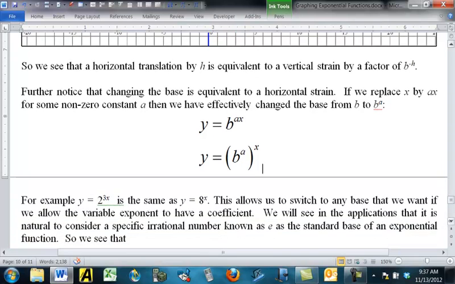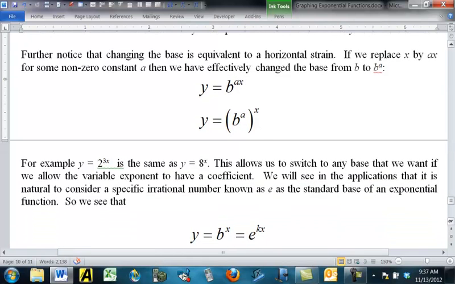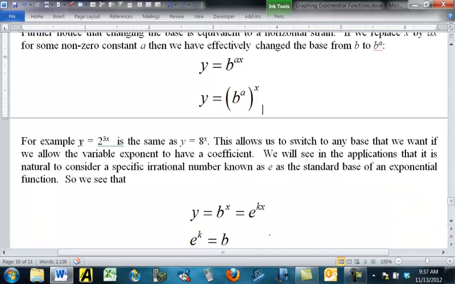Now, what this really allows us to do is to change bases. So, for example, if we have y equals 2 to the power 3x, that's y equals 2 to the third to the x, which is y equals 8 to the x. So we can change that. Or if we started with y equals 8 to the x, we could change to y equals 2 to the 3x. But notice what happens. We pick up a new coefficient in front of the x there.